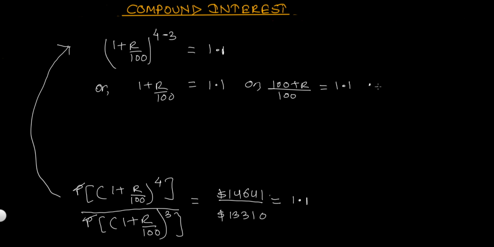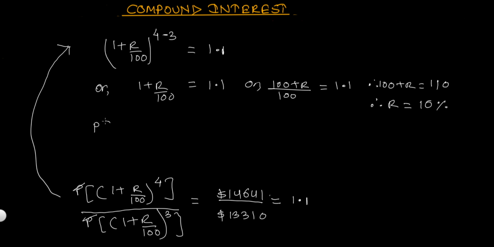Therefore 100 plus R equals 110. Therefore our R is 110 minus 100, which is 10% per annum. Now we are supposed to find P by using either of the two equations. We can solve for P. Let us use the first equation.